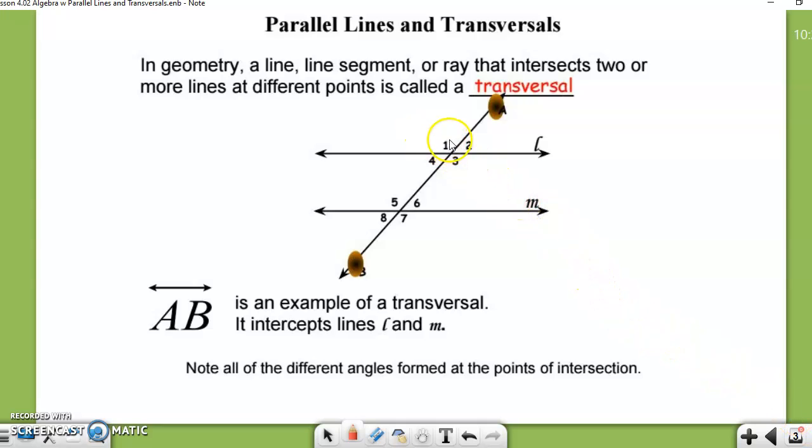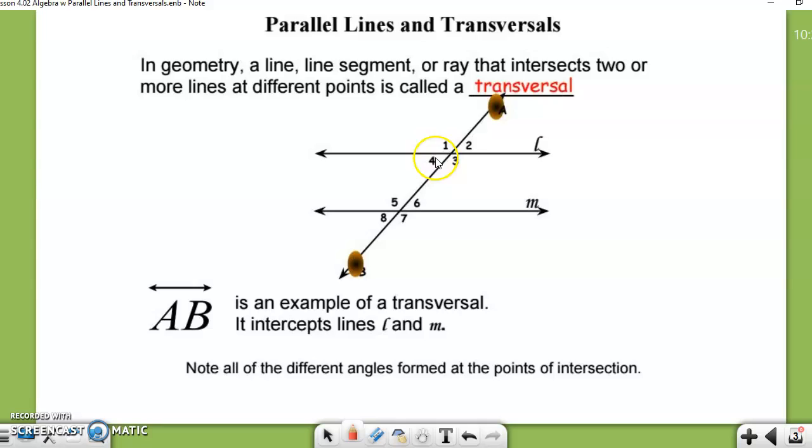Kind of a wrap up from our last lesson. In geometry, a line, segment, or ray that intersects two or more lines at different points is called a transversal. So here's our transversal that is crossing over lines L and M. So AB is an example of a transversal. There are all kinds of angles formed at the points of intersection.